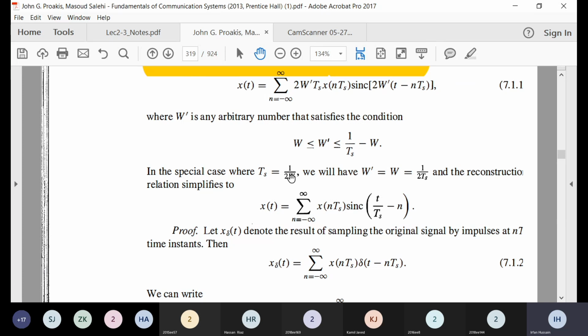So in that case, Ts is equal to 1 over 2W, or W' is equal to 1 over 2Ts. So you can put the 2W, and W will become equal to 1 over 2Ts. So the Ts will cancel, this will remain Ts, and 2W will become 1 over Ts, t over Ts becomes just n. So this is another simplified form of the interpolation signal, provided your T is equal to 1 over 2W.